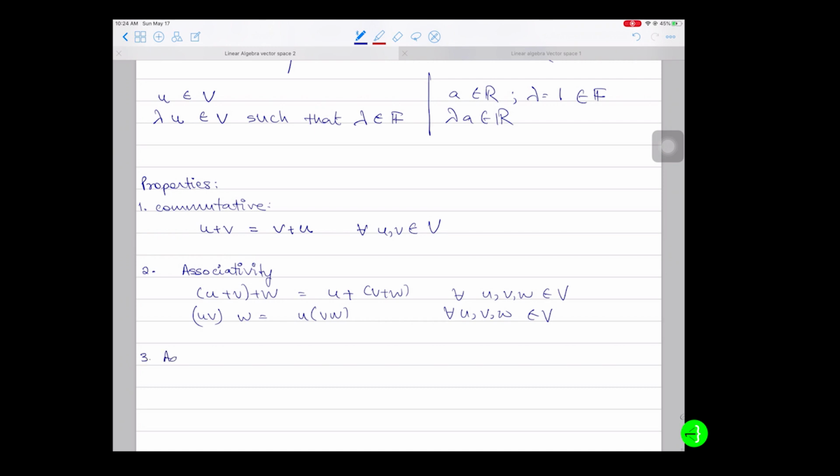Then we also have the additive identity, such that there exists a 0 in the vector space V such that 0 plus v equals v for all v belonging to the vector space.